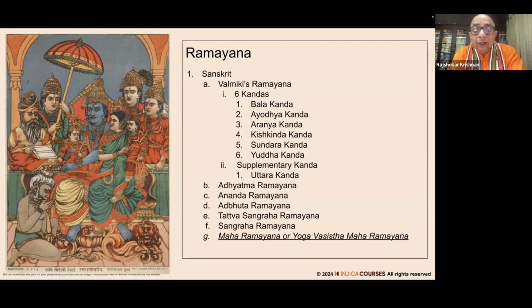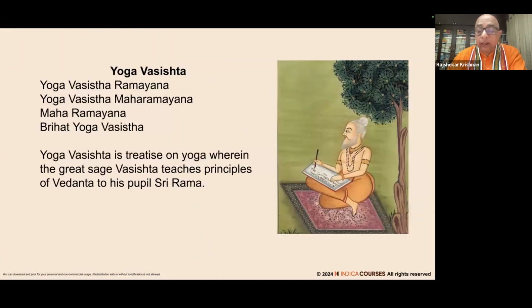And then you have this very fantastic composition, which is the Maharamayana or the Yoga Vasishta Maharamayana, as it is called, and I'll be talking a little more about that. So, as I said, it's sometimes called Brihat Yoga Vasishta, that is great Yoga Vasishta, because it has 32,000 verses reputedly. However, on count of the current manuscripts, about 27,870 odd. So some of the verses are lost perhaps.